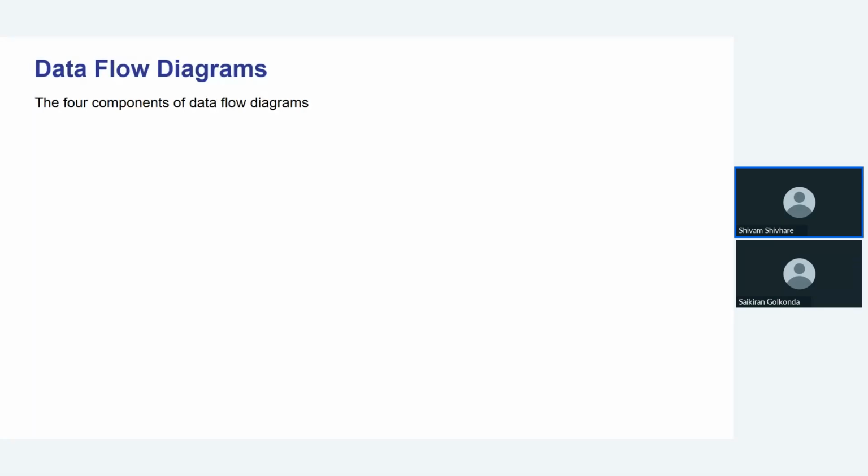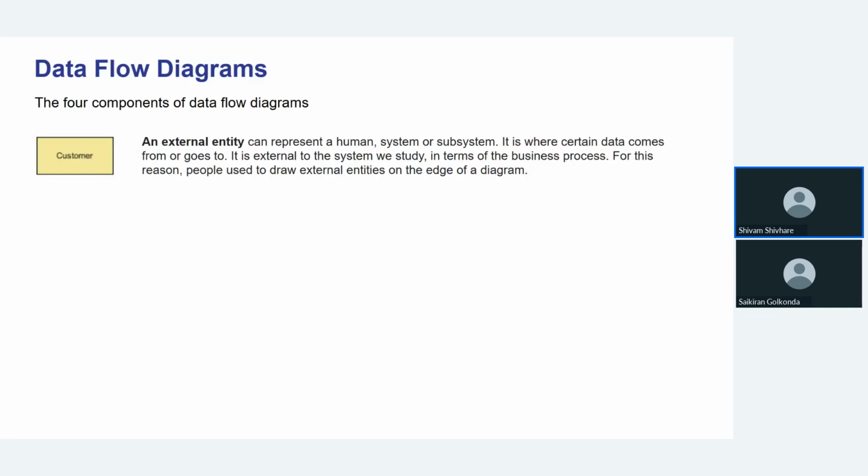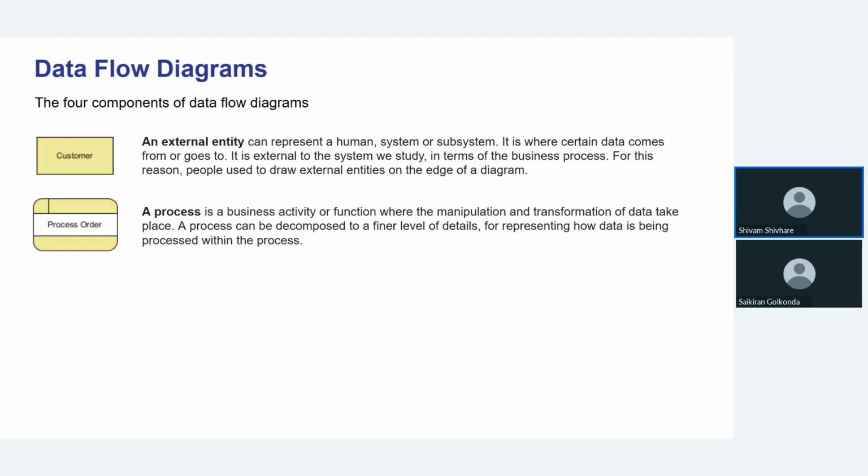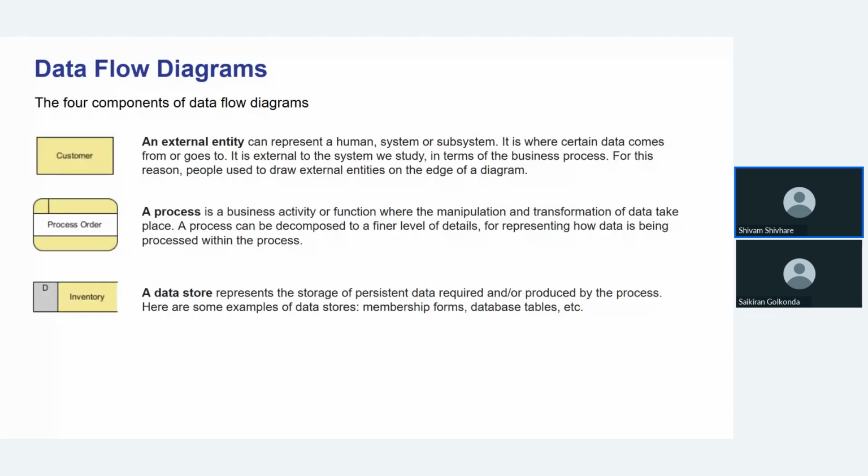Now we'll see the 4 components of data flow diagrams. The first one is the customer, who is an external entity. It can be a human, system, or subsystem, anything. Usually the data comes from that entity, right? Next we have the process, which is a business activity or function. Next we have inventory, a data store, which represents the storage of persistent data required and or produced by the process.